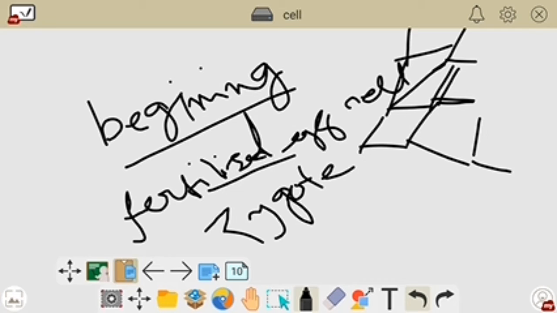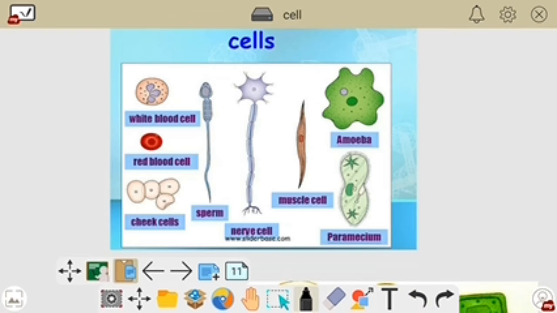Let us talk about the different shapes of cells. Different parts of our body have different shapes of cells, just like the muscle cell. Let's see, muscle cells look like this.